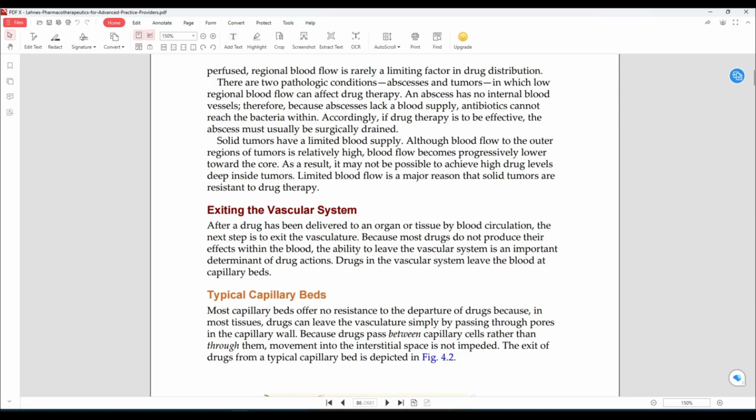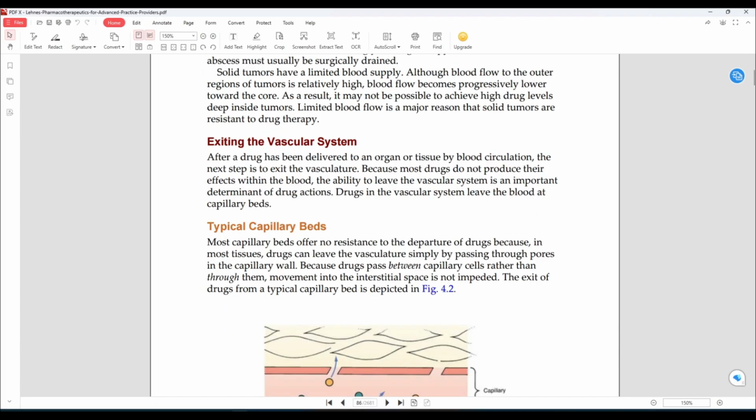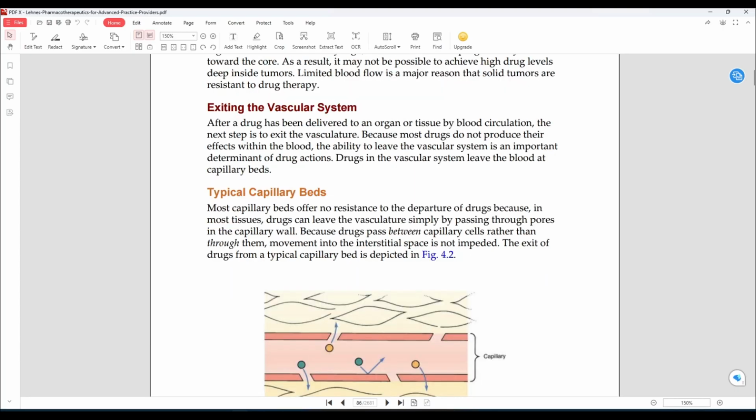Solid tumors have a limited blood supply. Although blood flow to the outer region of the tumor is relatively high, blood flow becomes progressively lower towards the core. As a result, it may not be possible to achieve high drug levels deep inside tumors. Limited blood flow is a major reason that solid tumors are resistant to drug therapy.